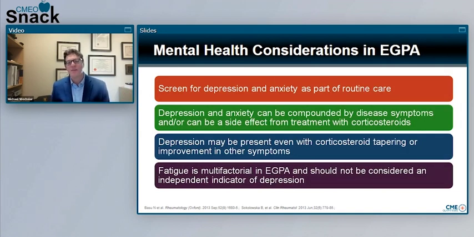So let's talk briefly about some of the mental health considerations, which can be both due to the disease, but also due to the treatment. Corticosteroids in and of themselves, which are used to treat this disease, can often be associated with depression and anxiety. And those, in addition to the underlying disease, can play a significant impact on patients' quality of life, and interacts in terms of causing some of the fatigue that's going on as well.